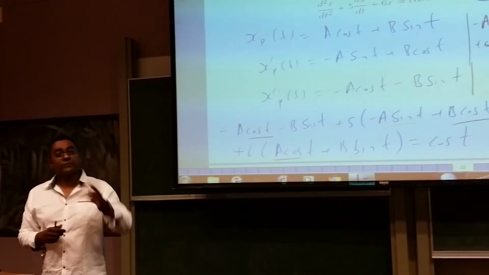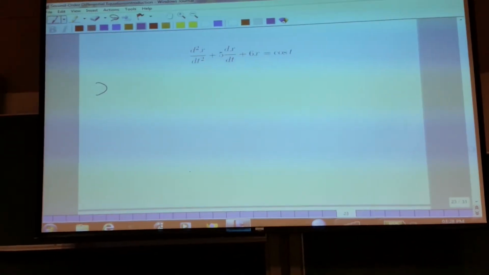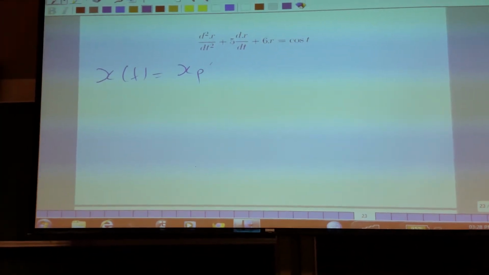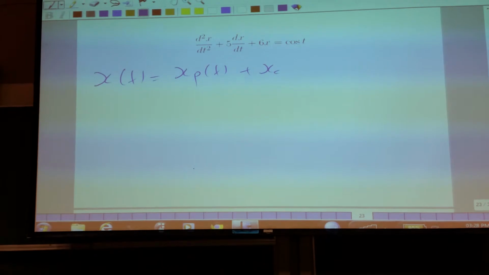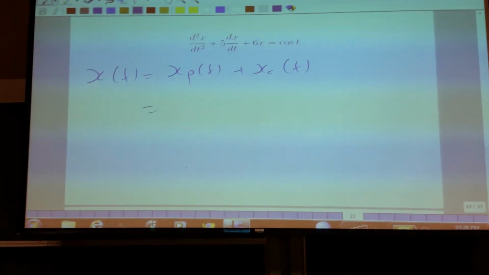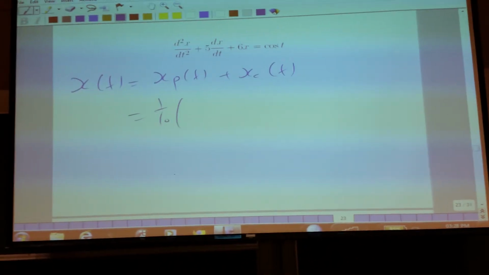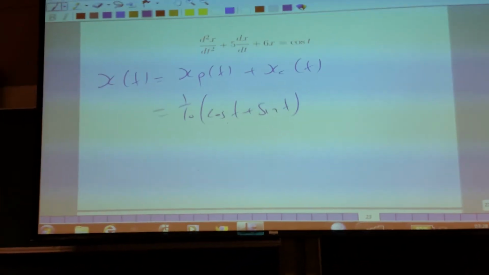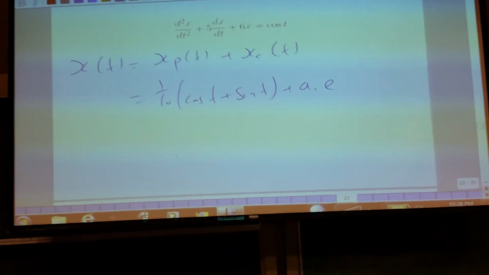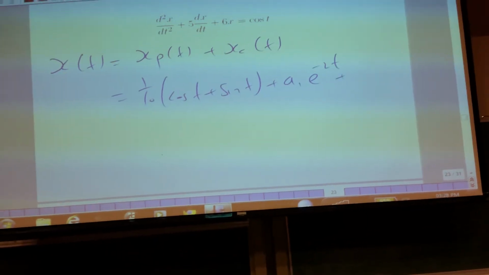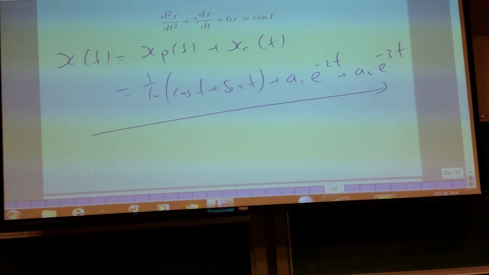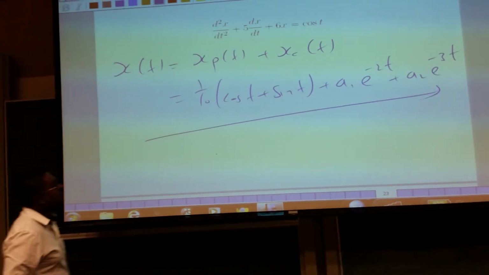We've got xp, we've got xc, and put all of that together, we have our general solution, x of t is equal to xp of t plus xc of t. Let's remind ourselves what we've got. That's 1 over 10 cos t plus sine t plus a1 e to the minus 2t plus a2 e to the minus 3t. And that's our complete solution.